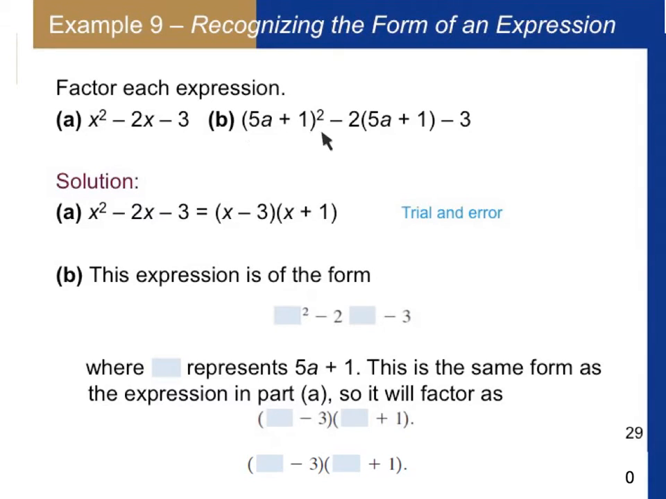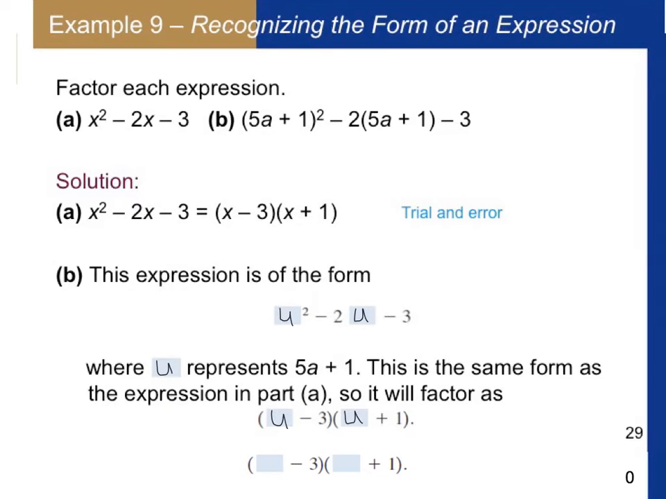Now this one, b, is a little bit different because, notice this is called quadratic form, but we don't have an x here. We have actually a 5a plus 1, and we have it squared here, and then we have minus 2 times that here. So what we can do is make a substitution, and we can call this u. So let's put a u here, and a u here, and u represents 5a plus 1. So when we factor that, we get u minus 3 times u plus 1. And then we can substitute back over here.